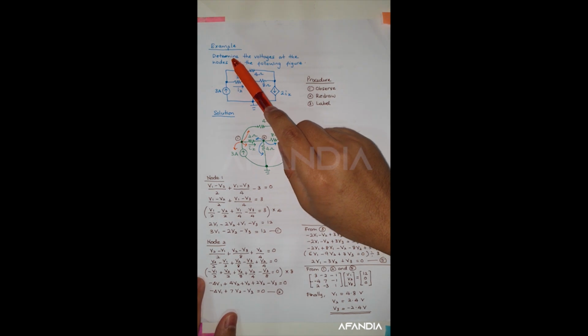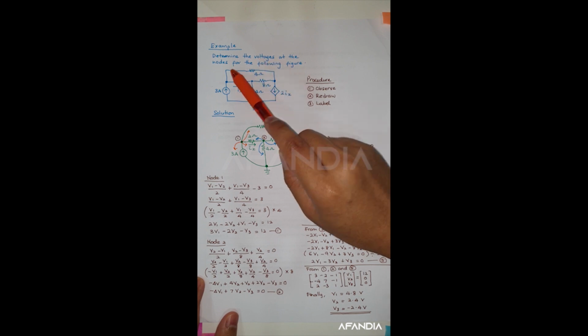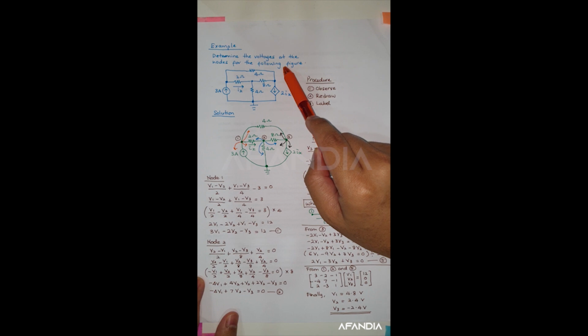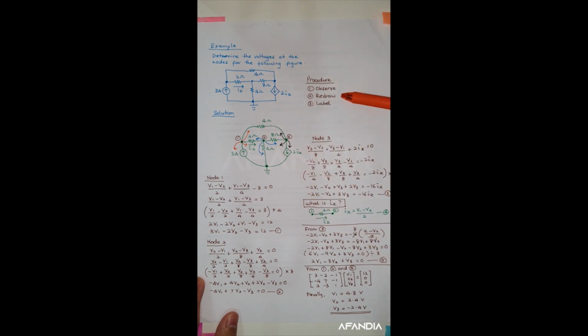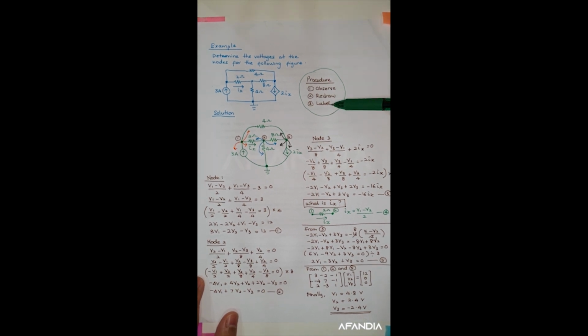Let's say we are going to solve this circuit, whereby we need to determine the voltage at the nodes for the following figure. I really hope that you still remember our procedures. Number 1, we need to observe. Number 2, we need to redraw. And finally, we need to put specific labels.